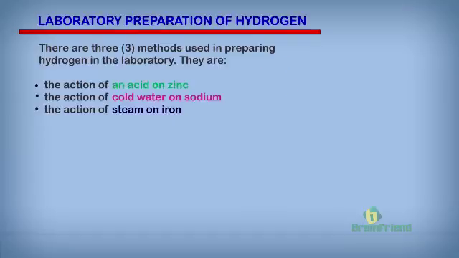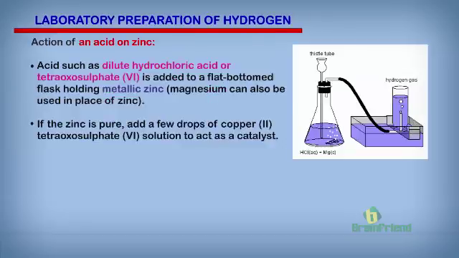Now, laboratory preparation of hydrogen. There are 3 main methods available for preparing hydrogen in the laboratory. They are the action of an acid on zinc, the action of cold water on sodium, and the action of steam on iron. We'll take a quick look at each of these. Now, the action of an acid on zinc.